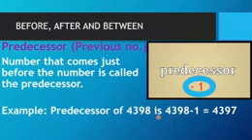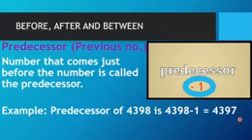If I have to find the predecessor of 4,398, then I will subtract 1. Yes, I will basically subtract 1, or I will see the previous number. What comes before 4,398? It is 4,397. Right.